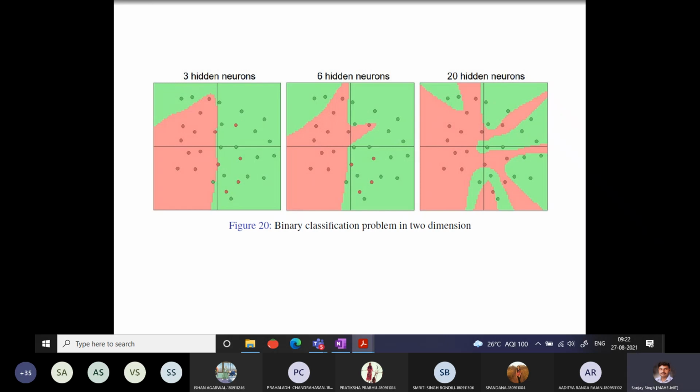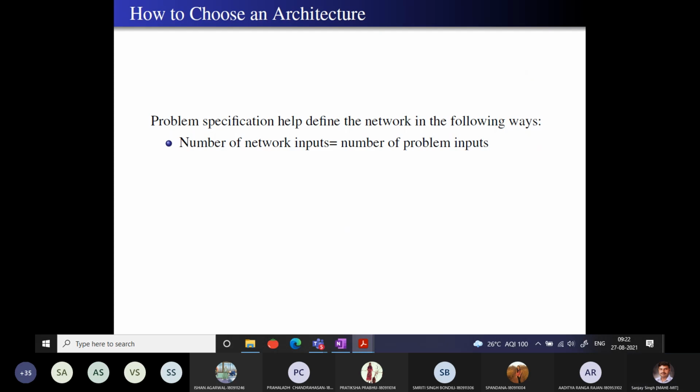So this is how we go about it. Now the question is, as I told you, how to choose the architecture. Most of the time some sort of problem will be specified to you. So problem specification helps define the network in the following ways. First, find the number of network inputs. The number of network inputs equals the number of problem inputs.